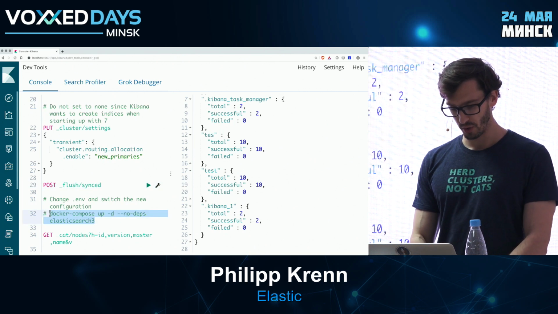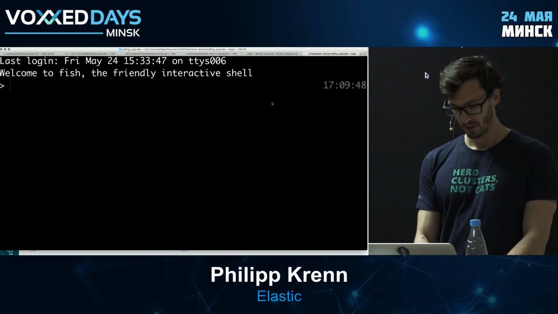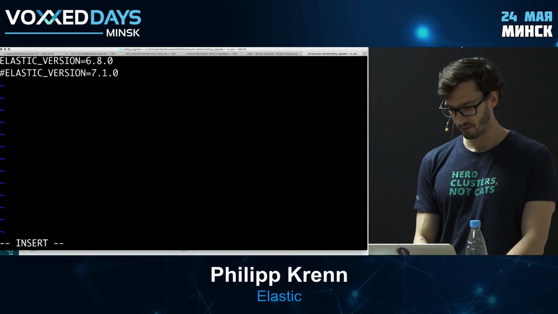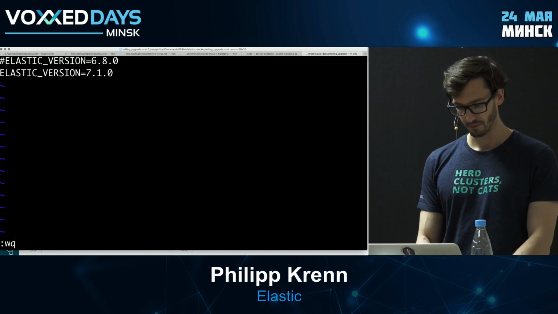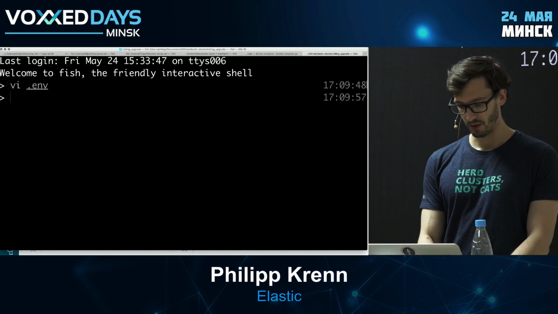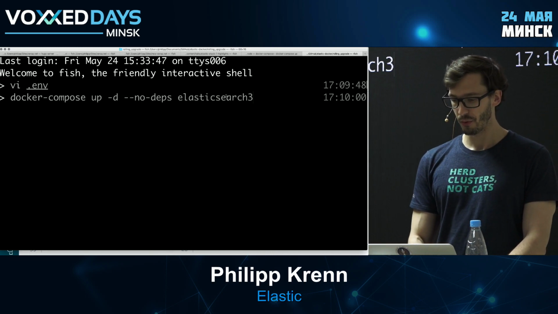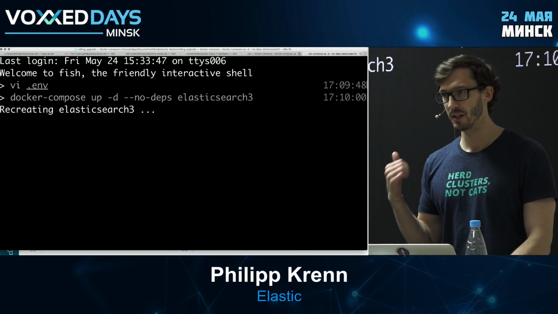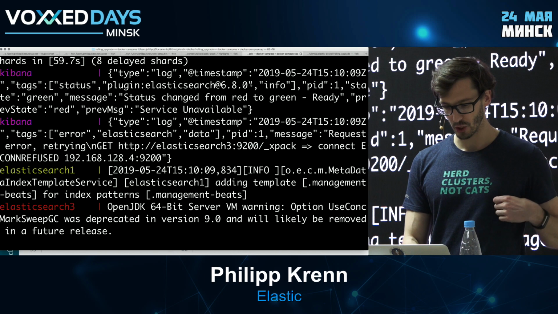So what we need to do, since this is a Docker Compose setup, is first upgrade the version. I'll keep it simple. We go from 6.8 to 7.1. So we'll change the version number here, and I will restart the Elasticsearch 3 node now. Since this is a Java process, it will take like 25 seconds or so until the process is actually up and running. And in the meantime, I can show you how this is actually wired together.